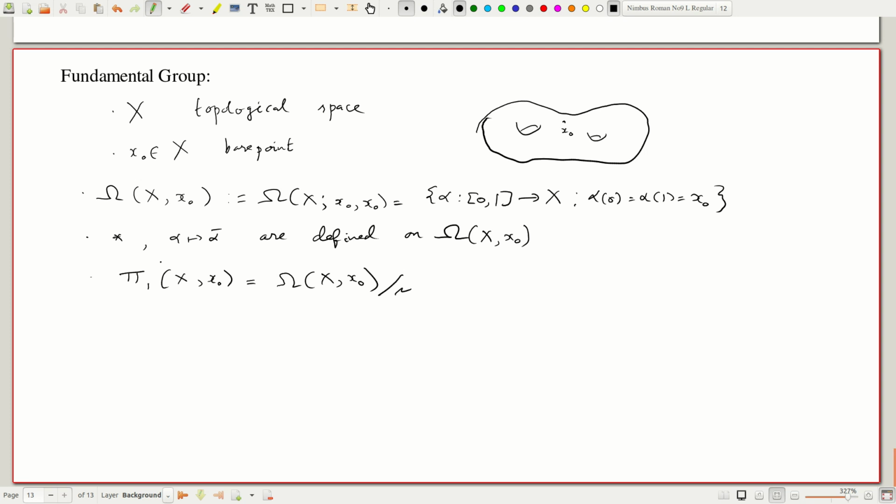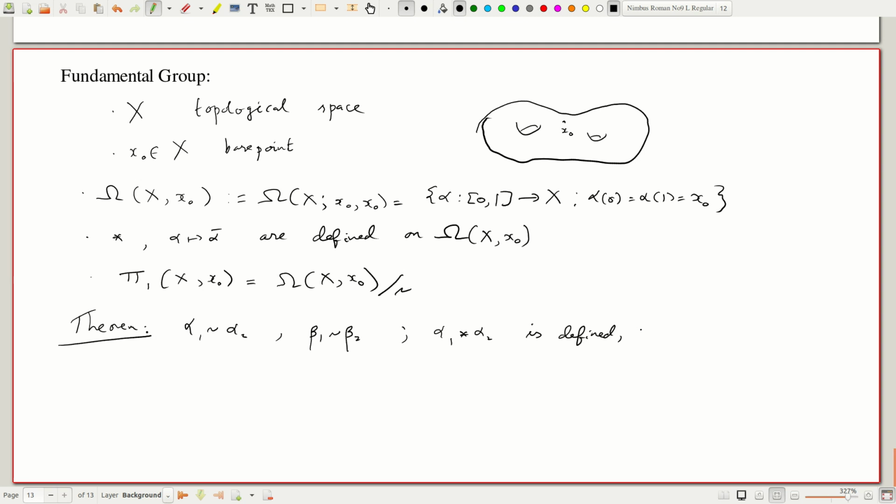But we want to define operations on this. We want to show that the operations are well defined. So we have defined the operations star and bar on Omega. What we need is that they're actually defined on the quotient. So for that we need things to be well defined. And indeed they are. I'll state this in a more general sense. So suppose we have alpha 1 is homotopic to alpha 2, fixing endpoints, and beta 1 is homotopic to beta 2, again fixing endpoints.